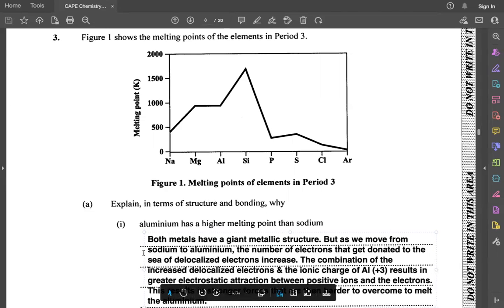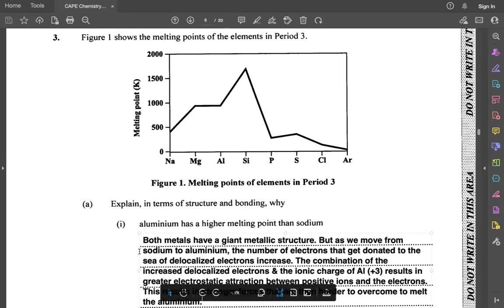So both metals, they have a giant metallic structure. So first we start out by talking about what structure and bonding they have, right? They both have a metallic structure. And we know that in metallic bonding, we have delocalized electrons, as in a sea of delocalized electrons, and there are positive ions surrounding that, right? So as we move from sodium to aluminum, the number of electrons that get donated to that sea of delocalized electrons increase because we have more electrons in aluminum. The combination of the increased delocalized electrons and the ionic charge of Al, which is a +3, whereas sodium is a +1, results in greater electrostatic attractions between the positive ions and the electrons.